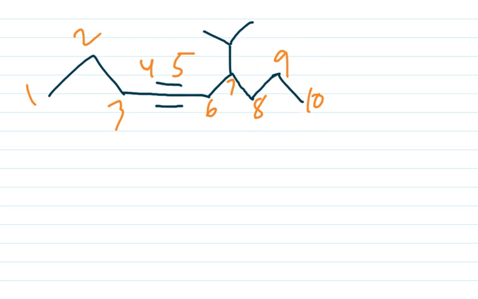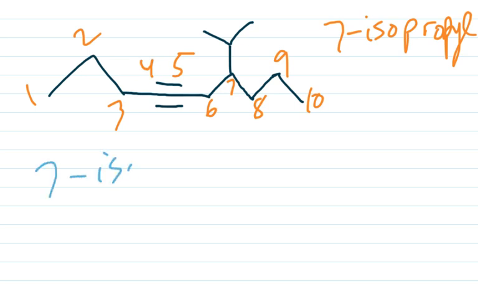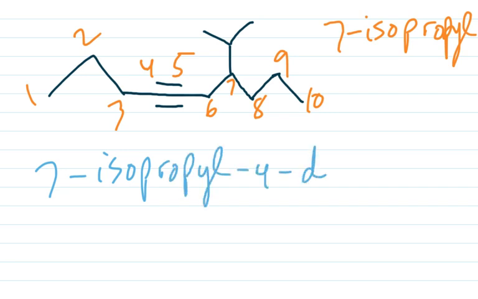Okay, now that we know that, we just identify what substituents we have. So we have an isopropyl group on the 7th carbon. So let's note that down so we don't forget it. And remember that iso counts alphabetically when you're naming molecules. All right, and what carbon number is the triple bond on? That would be 4. So the name of this molecule would be 7-isopropyl-4-decyne.